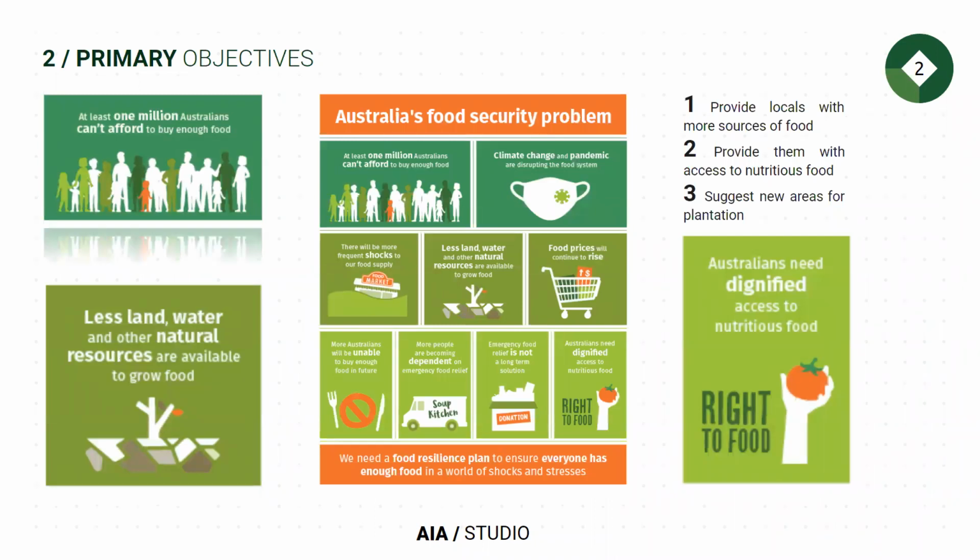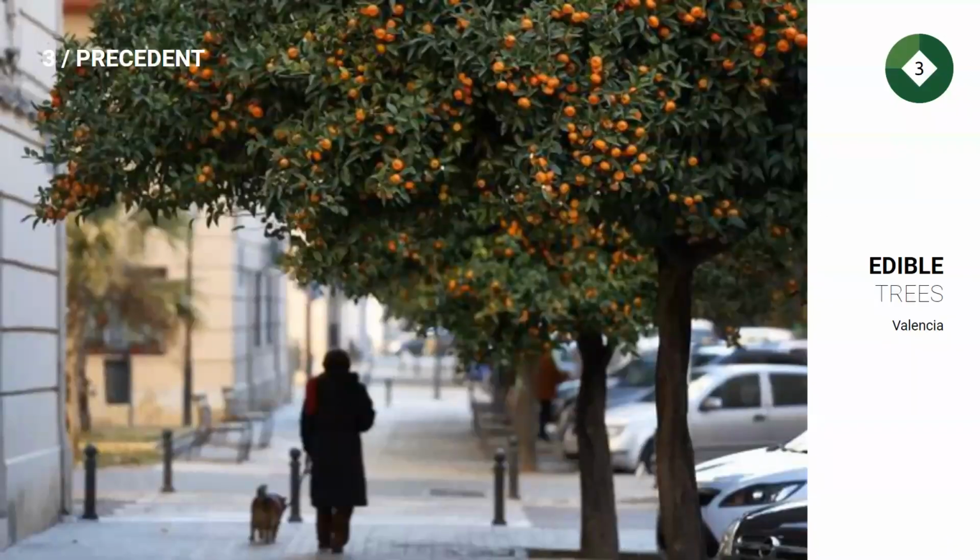Our primary objectives are to provide locals with more sources of food, provide them with access to nutritious food, and finally suggest new areas for plantation. One of our precedents is the edible trees that have been populating the streets of Valencia.